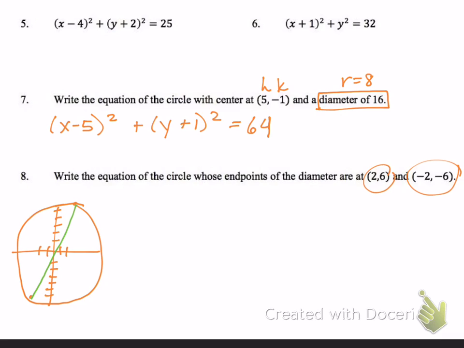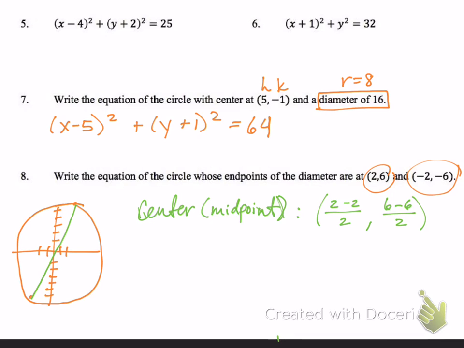So what I need to do is find the midpoint for my center. And then I need to use the distance formula to find out what my diameter is. So I need the midpoint formula to find my center. So the center is going to be at my midpoint, right? So to find my midpoint, I'm going to take my x's, add them together over 2. So 2 minus 2 over 2. And then for the y values, add those together. And you end up getting what for my center? 0, 0.